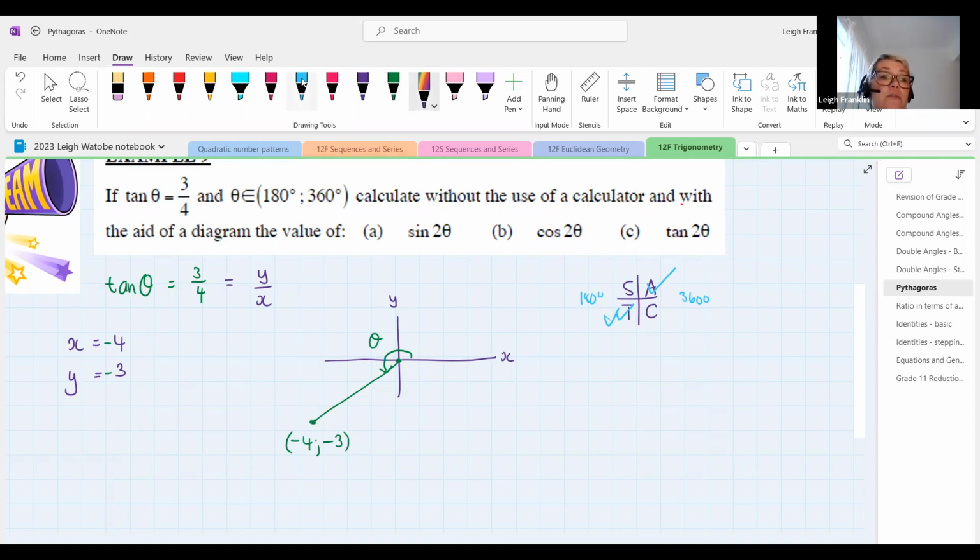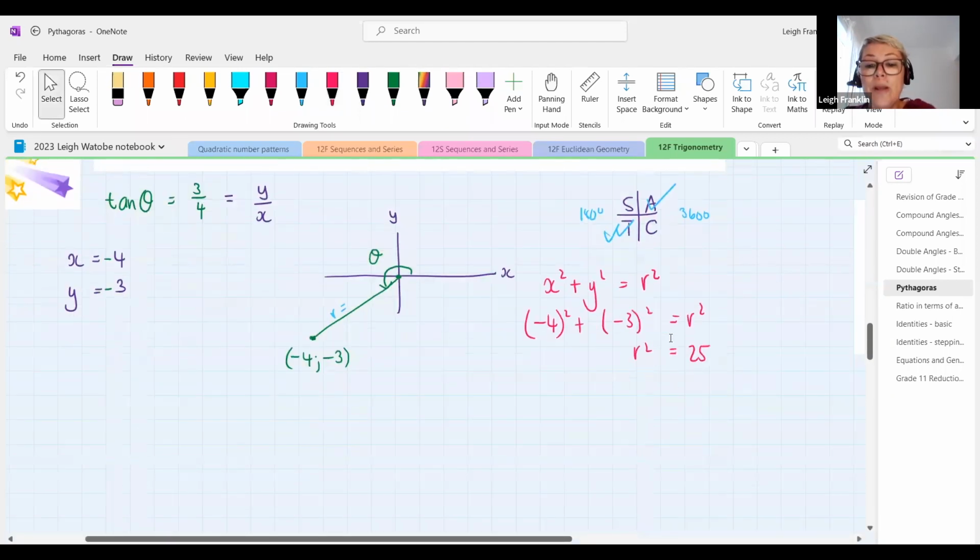R is the length of the terminal arm. So that's what's missing in this case. And this is why we call these questions Pythagoras questions, because we now need to use the theorem of Pythagoras to calculate the length of r. So we're going to use x squared plus y squared equals r squared. Now we substitute in: x is -4, y is -3, so r squared is equal to 25.